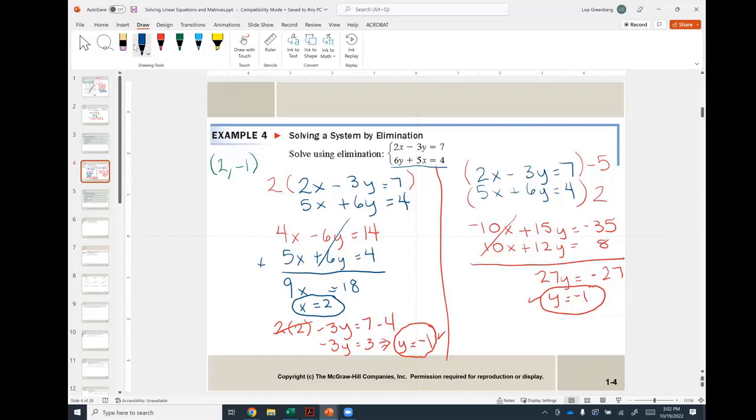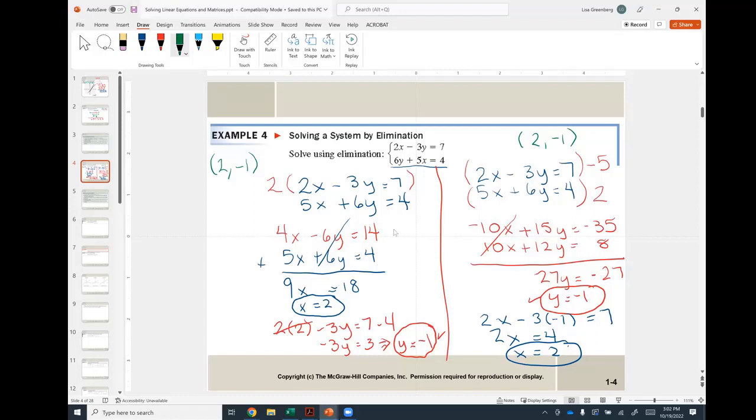And then the last thing I'm going to do is plug in my number for y. So I have 2 times x minus 3 times minus 1 is equal to 7. I'm just going to go back to the original. I get 2x, this is plus 3. So I'm going to subtract 3 from both sides and this becomes 4. x equals 2. I have my same exact ordered pair, 2 comma negative 1.